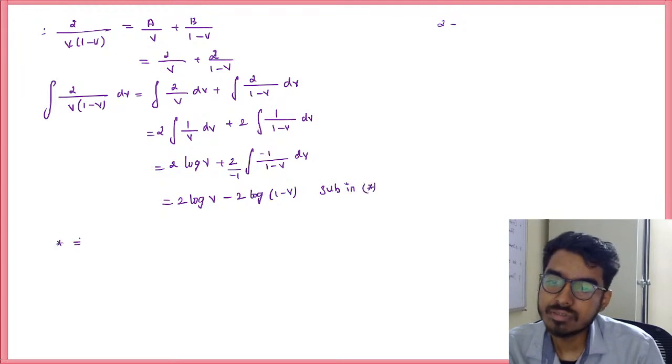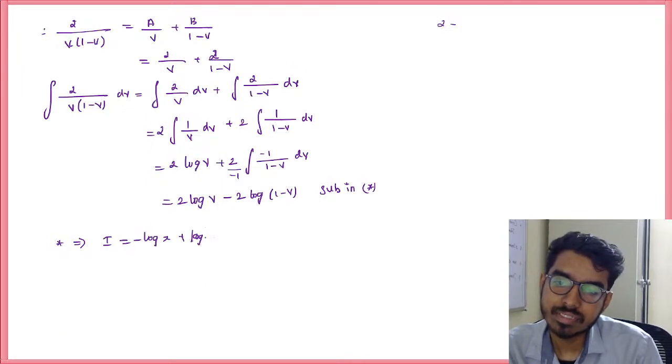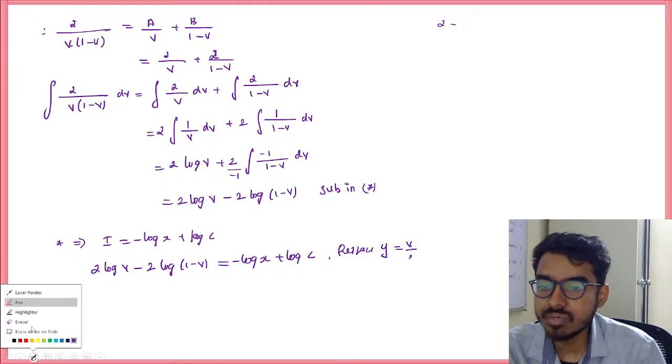What is star? Star is the required solution. I is equal to minus log x plus log c. So I is 2 times log v minus 2 times log of 1 minus v is equal to minus log x plus log c. Replace v is equal to y by x.